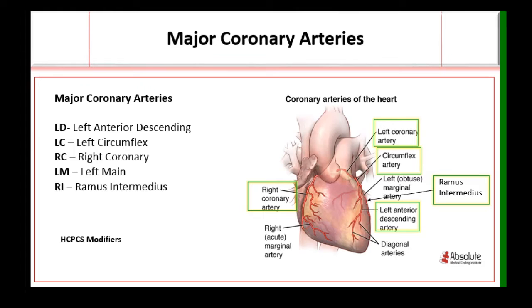So these abbreviations are also HCPCS modifiers. So LD is for left anterior descending, LC is left circumflex, RC right coronary, LM left main, RI is ramus intermedius, and you will need to know and use these modifiers when you're coding major coronary vessels. So make sure that you document them on the pages of your codes.